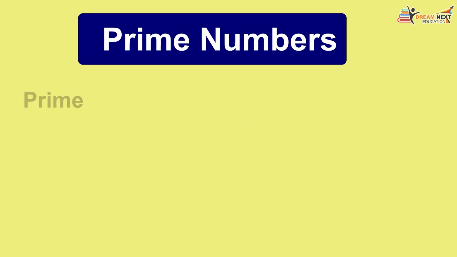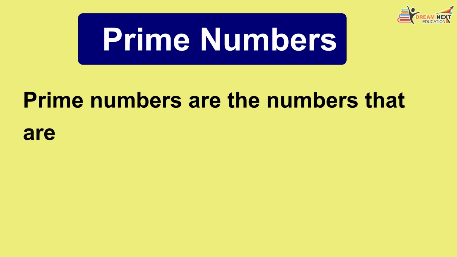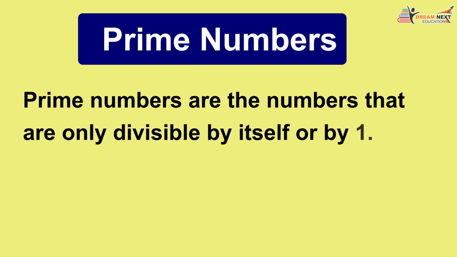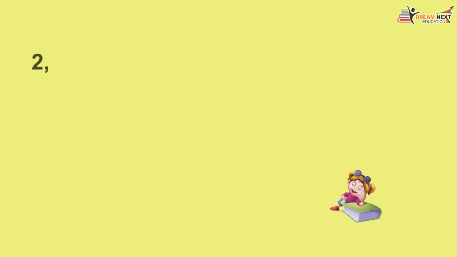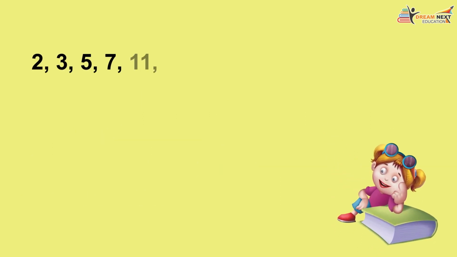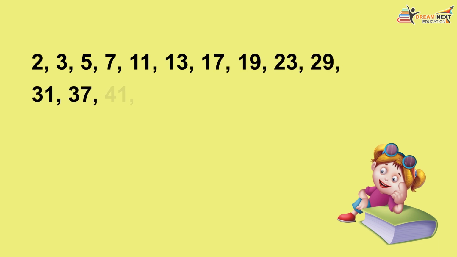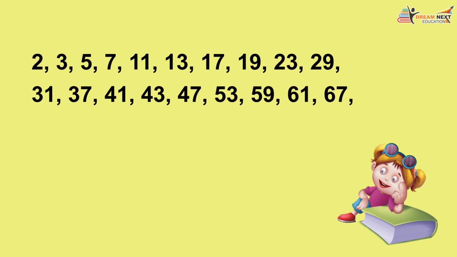Prime numbers. Prime numbers are the numbers that are only divisible by itself or by 1. Given below are prime numbers from 1 to 100. 2, 3, 5, 7, 11, 13, 17, 19, 23, 29, 31, 37, 41, 43, 47, 53, 59, 61, 67.